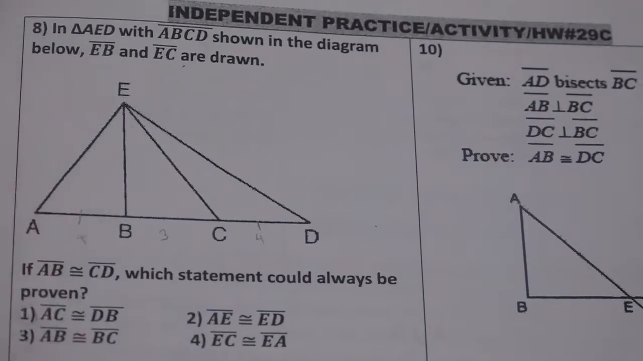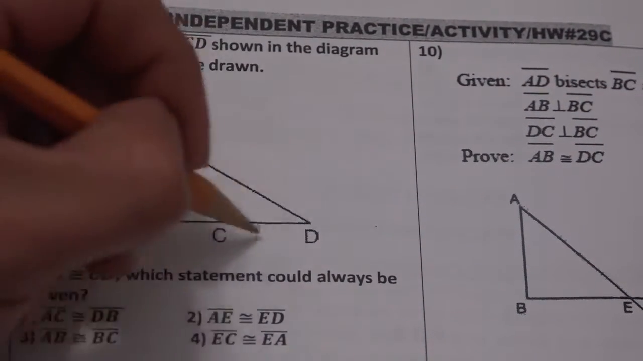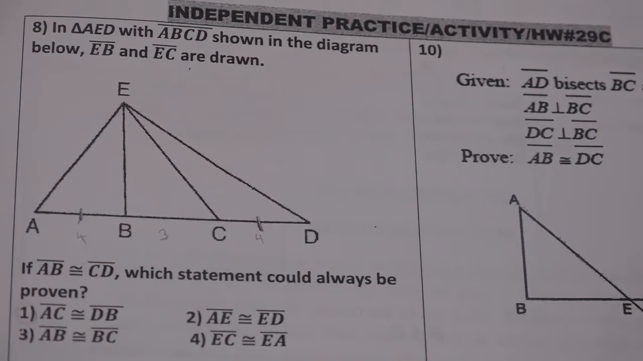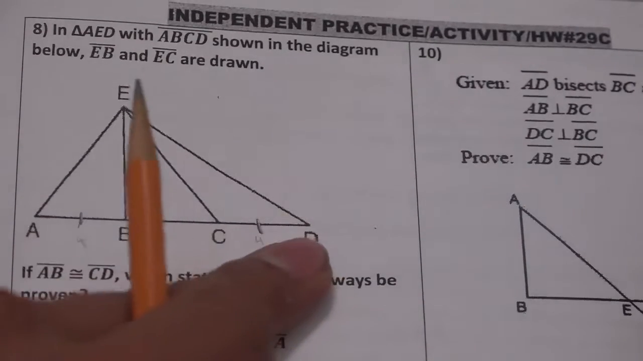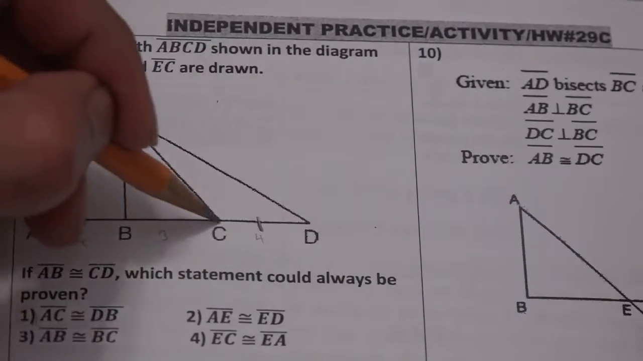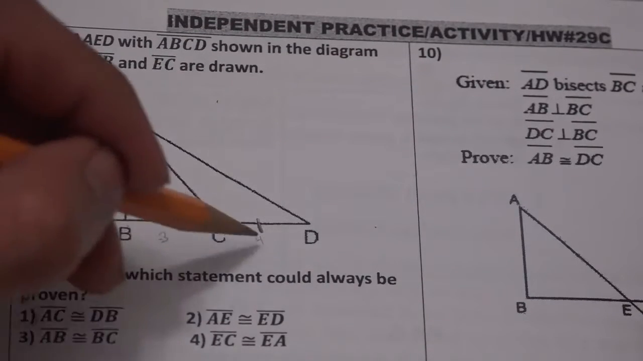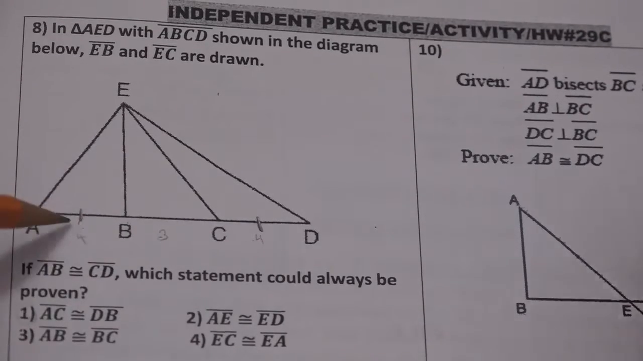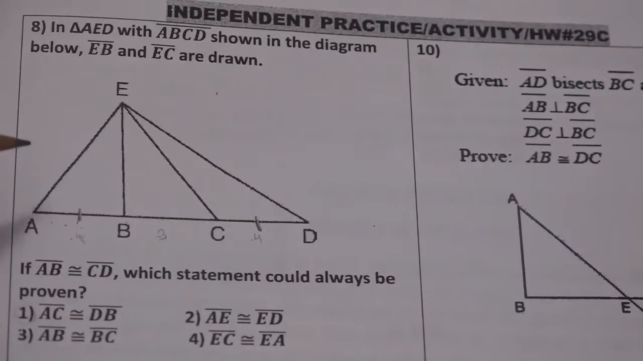So what do I know? They're telling me that AB is congruent to CD right here. This is the reverse of the other problem. So which statement could always be proven? Well, I have three parts right here. BC has a fixed measure. If I add BC to this and I add BC to that, I'm still going to add the same amount to both pieces, right? And since both pieces are the same size, nothing will change.